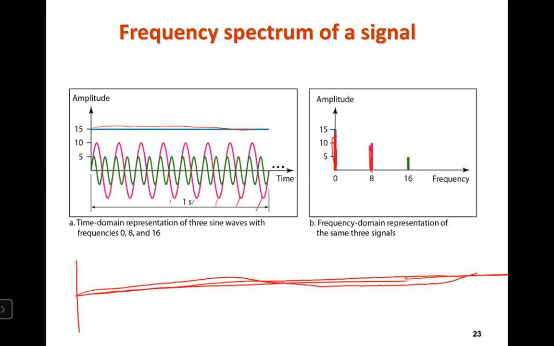Similarly, the green one is completing 16 number of times, or it is revolving, it is making 16 cycles in 1 second, or it is 16 hertz. So that's why at 16 I have one line. And what is the amplitude for the green one? Amplitude here you can say 5. And at 8 this pink color, that amplitude is 10.